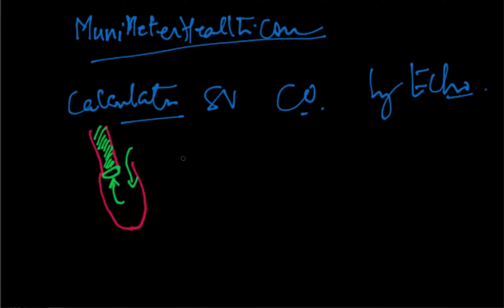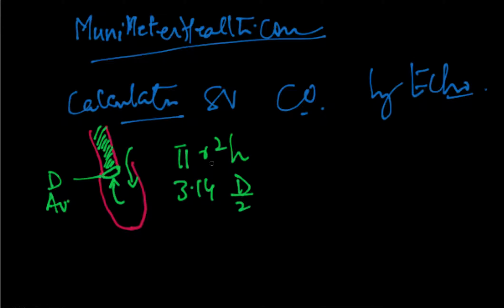So now we know, by our very old geometry, the formula is pi r squared h. Pi, which is 3.14, is always a constant. R squared comes from the diameter of the aorta. So this will be your diameter of the aorta, if you will. You can measure that very easily by echocardiographic calipers. Take the diameter, divide that by 2 to give you the radius, and then square that.